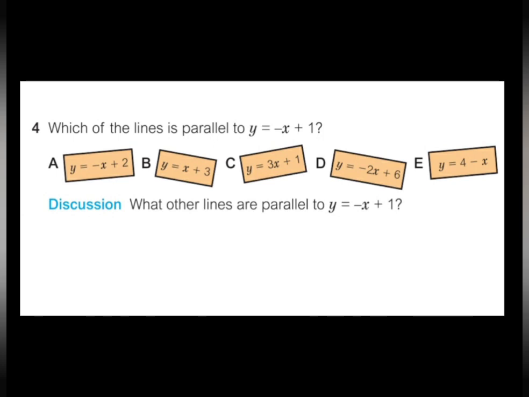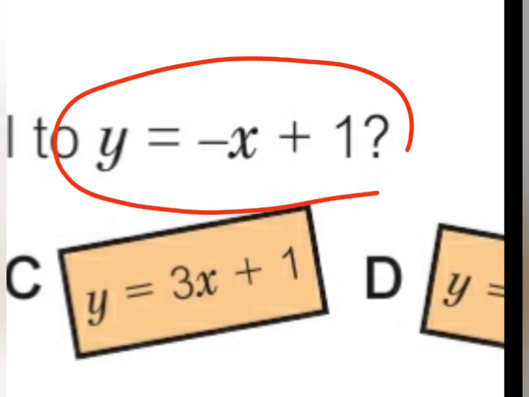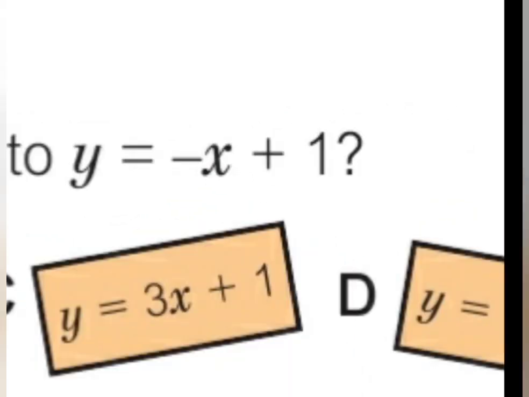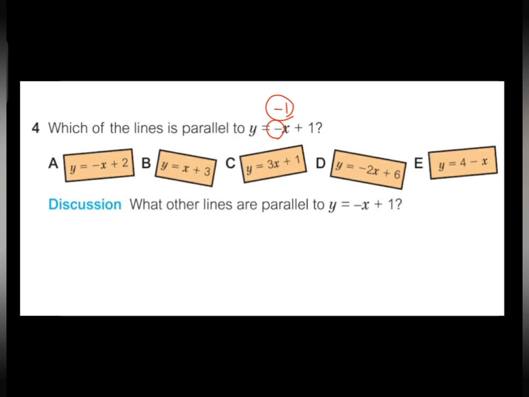Now, first thing, we find the gradient of this equation. We said before that the gradient is the number multiplied by the x, which is the coefficient of x. So the gradient here is negative 1. So we write it here, negative 1. And then we take a look at the other equations and find the same gradient. If we find the same gradient, it means this line is parallel.